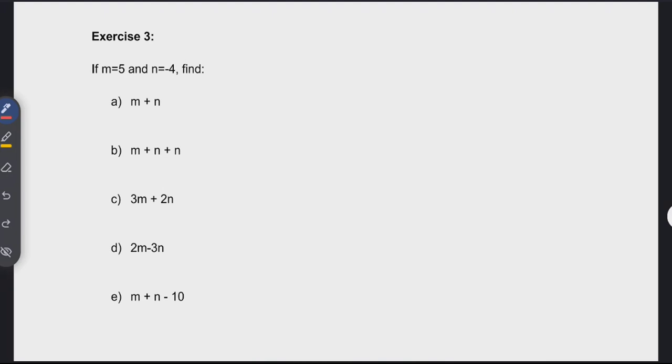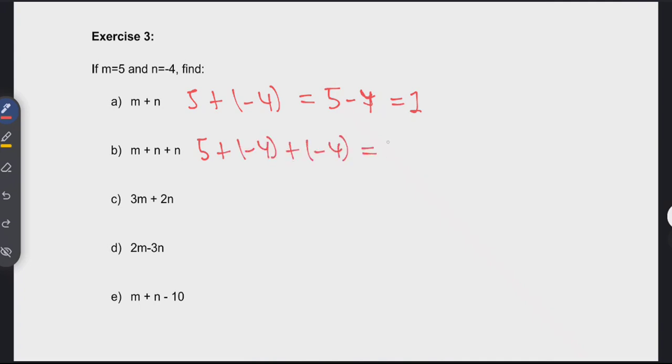Okay, so now we've got two unknowns, I guess, even though we're being told what the values are. We've got two numbers to work with here, two letters. So the first question is, if m is 5 and n is minus 4, find m plus n. So the first thing we're going to do is substitute it in. So 5 plus minus 4, that is the same as saying 5 minus 4, which we know is equal to 1. What about m plus n plus n? Okay, 5 plus minus 4 plus minus 4. That's the same as saying 5 minus 4 minus 4. Okay, that's the same as saying 5 minus 8, which is negative 3.